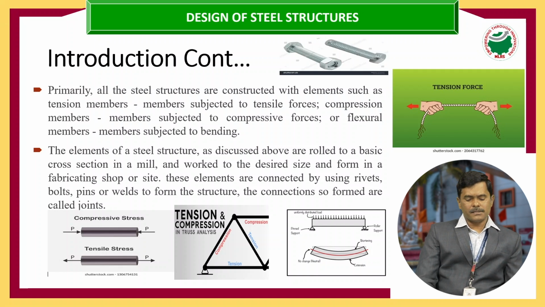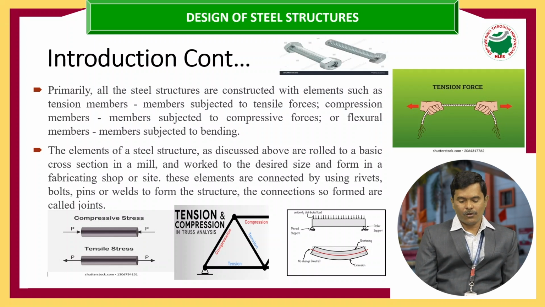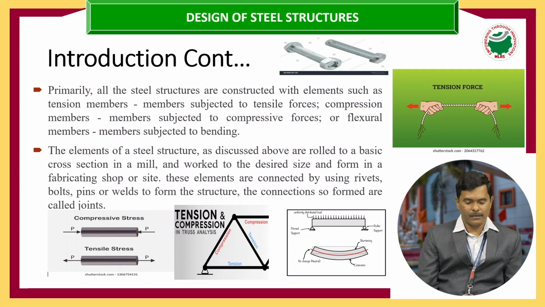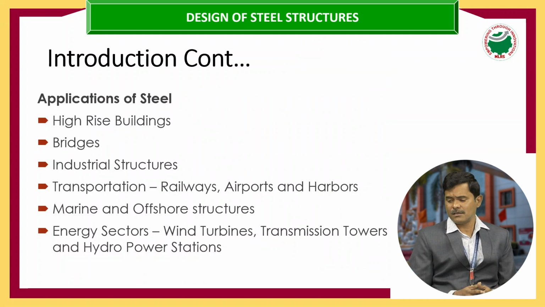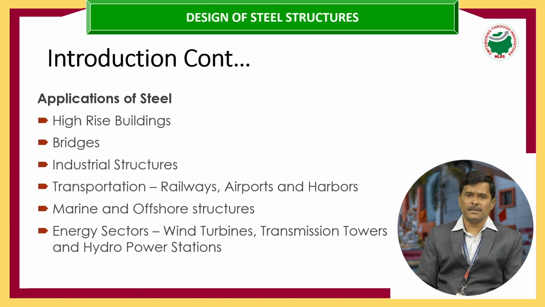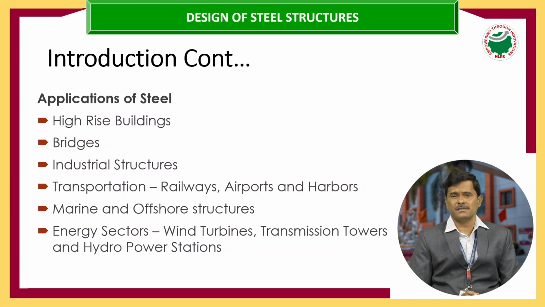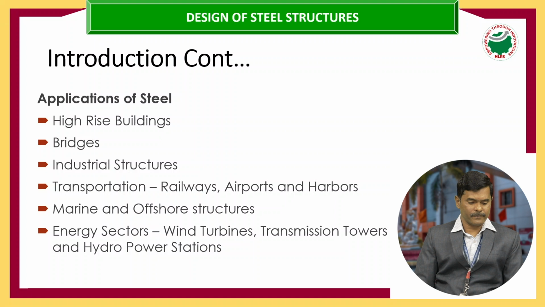So the elements of a steel structure as discussed above are rolled to a basic cross section in a mill and worked to a desired size and form in a fabricating shop or site. These elements are connected by means of rivets, bolted or welded connections. The connections so formed are called the joints. So in steel structures, connections are very important. Generally, bolted and welded connections are most important in the design of steel structures. So all that we will see in the next lectures.